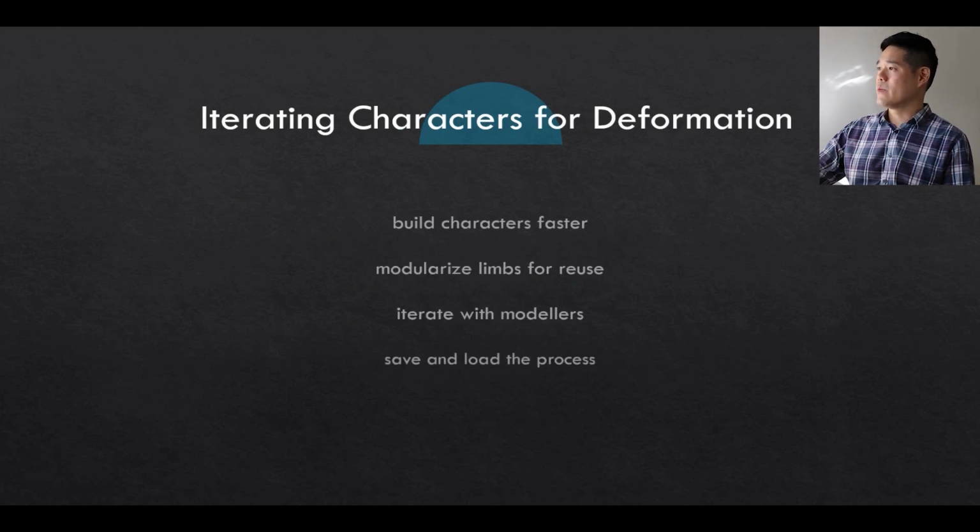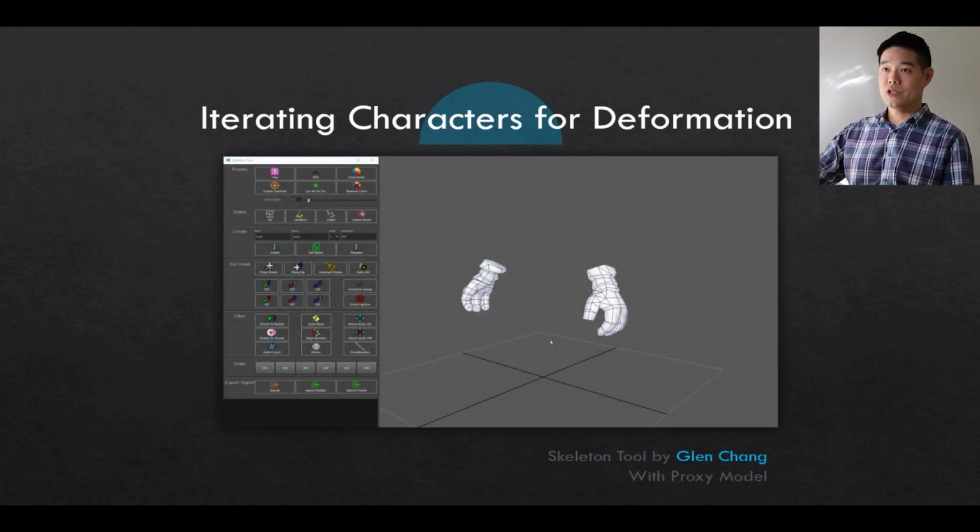So here's an example where we want to iterate characters for deformation. So this is a problem that we wanted to solve during the pre-production phase where, for example, you want to build the characters faster, you want to modularize the limbs for reuse, and you want to iterate with modelers. So basically, you want to have a conversation between the rigger and the modeler so that they can make sure that they are designing a character that can move properly for the animator and can have all the parts and all the limbs and the secondary motion that can convey the gameplay that's needed for the user feedback during gameplay. And you also need a way to save and load the process.